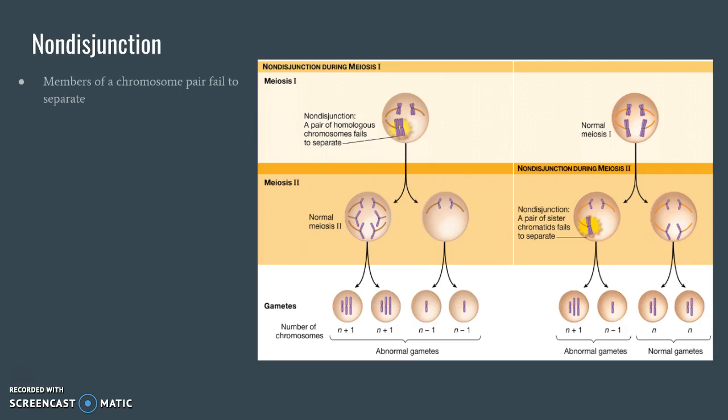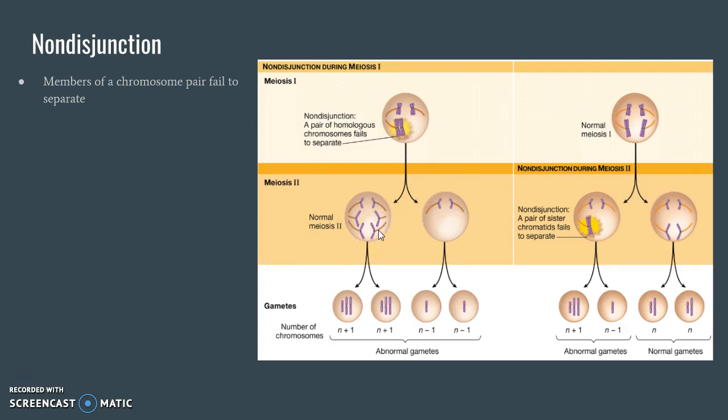In our diagram here, we can see that non-disjunction occurs when a pair of homologous chromosomes fails to separate. In this cell here, we see that these homologous chromosomes did not separate. This one right here should be over here, like we see in a normal meiosis 1. That didn't happen, so that's a non-disjunction there in meiosis 1. What that makes happen in meiosis 2, when we have our new daughter cells created, is that this daughter cell is missing some chromosomes, whereas this one over here has an extra copy.